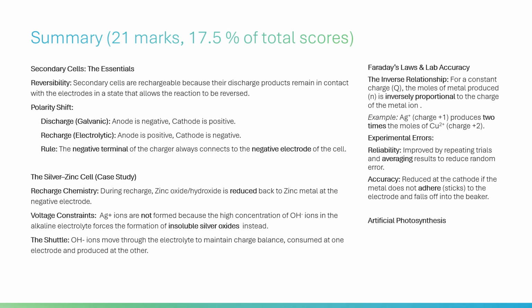Artificial photosynthesis. The concept uses light energy to split water into hydrogen fuel. Key reaction: water acts as the reductant, the source of electrons.